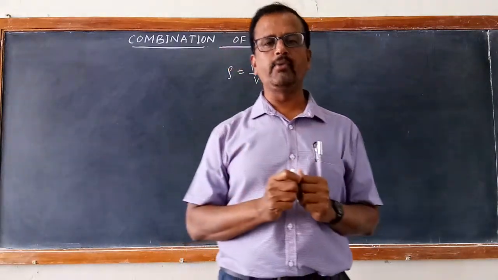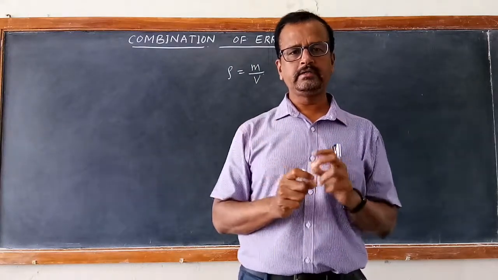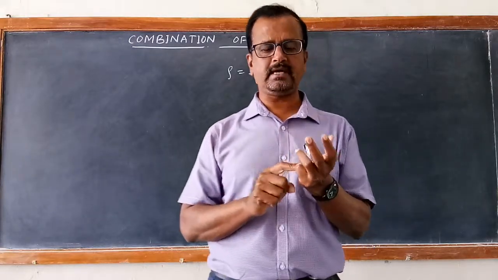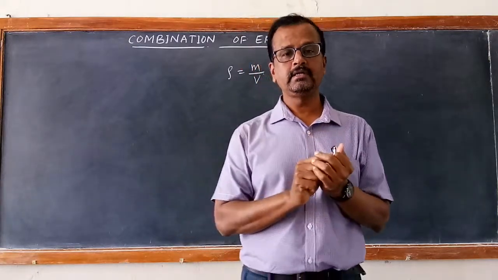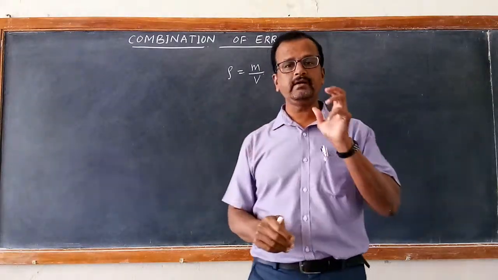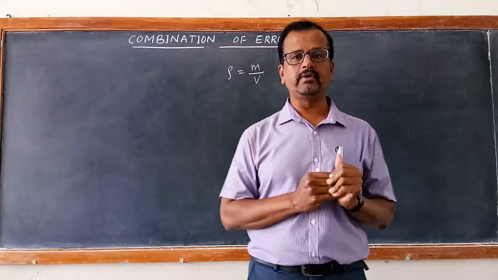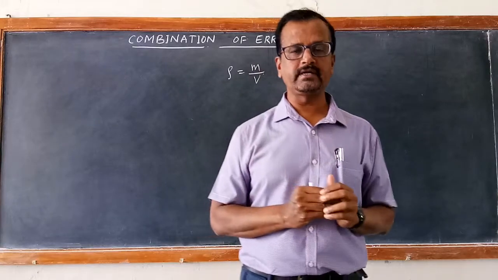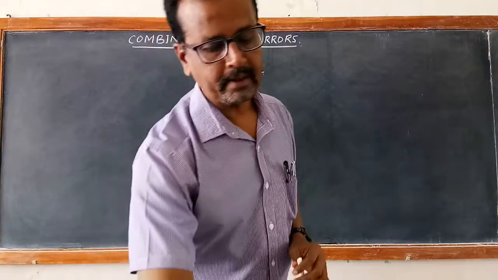Suppose it is a cuboid, then you have to measure length, breadth and height so that you will get the volume. So there will be errors in the measurement of mass, length, breadth and height. Then how to account for all these errors so that finally we can calculate the error in the measurement of density? In such cases, there are certain rules to be followed for combination of errors. So today we are learning combination of errors and the rules for combination of errors. We will learn one by one.